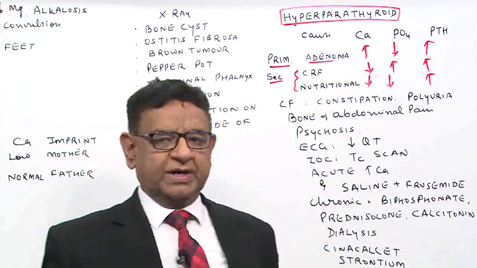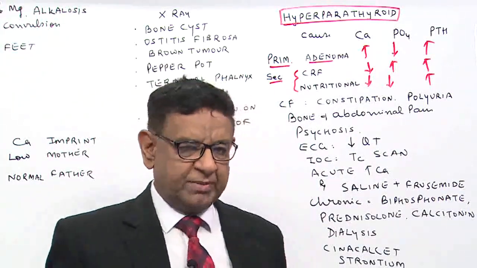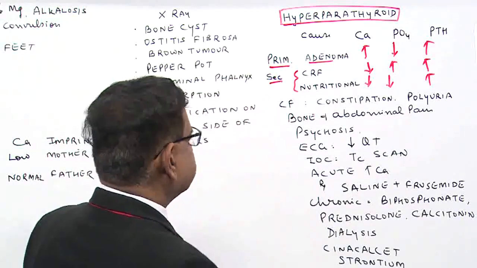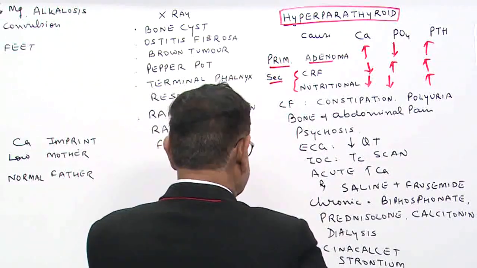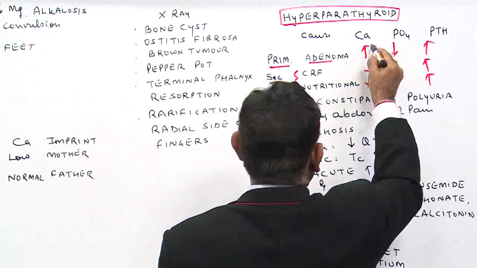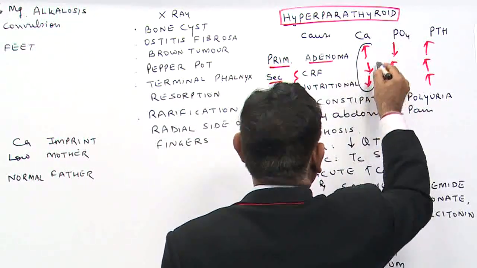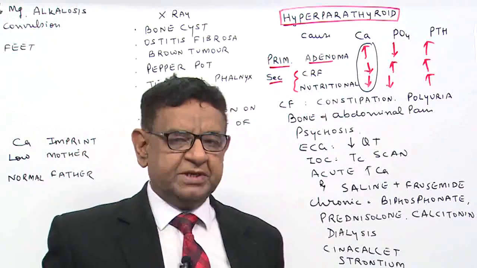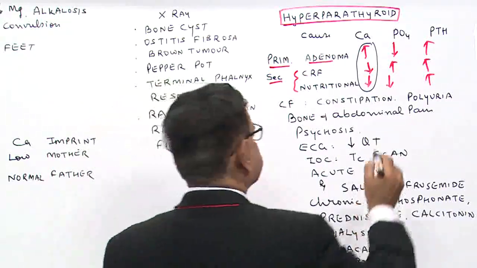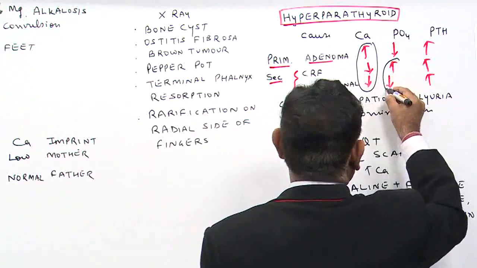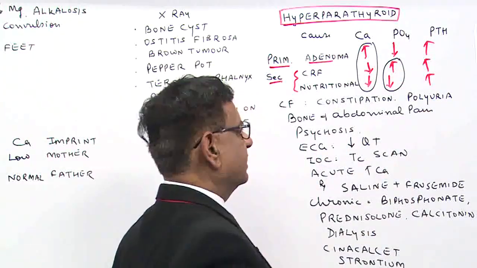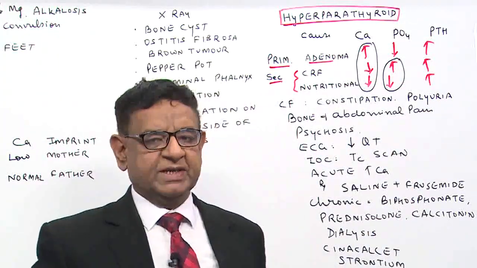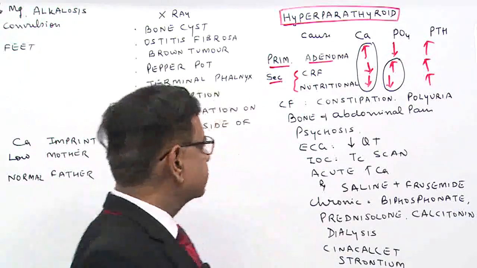It means what? In a nutshell, what you have to remember: if you have to differentiate between primary and secondary, you go by calcium level. But if you want to differentiate between nutrition and CRF, then you go for phosphate level. Got it? The PTH level is high in all the three conditions.